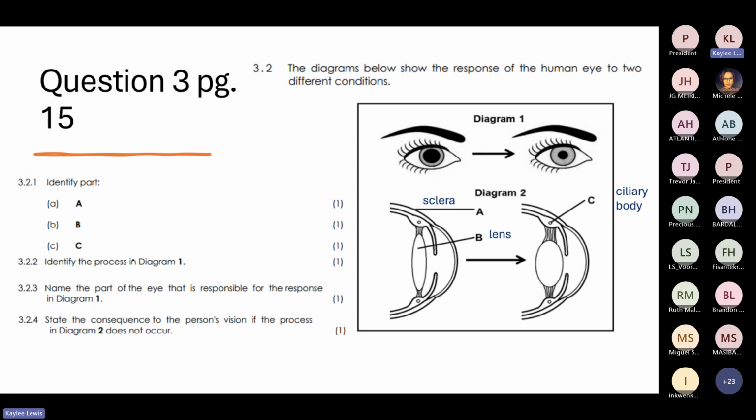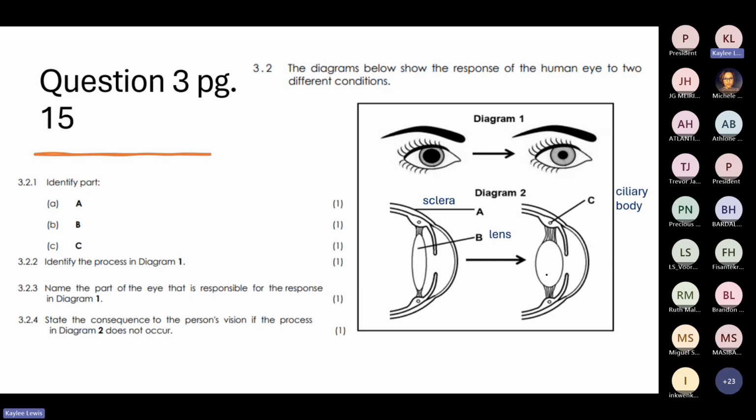So 3.2.1 says identify part A. Part A would be your sclera. Remember, that's the white part of your eye, tough, inelastic, basically muscle tissue that will allow the eye to stay in shape. Then you have B, which is the lens, which will allow light to pass through and to refract it. And C is your ciliary body, which contains your ciliary muscle, which will control the shape of the lens. It is important that you know these functions, not just the labels.